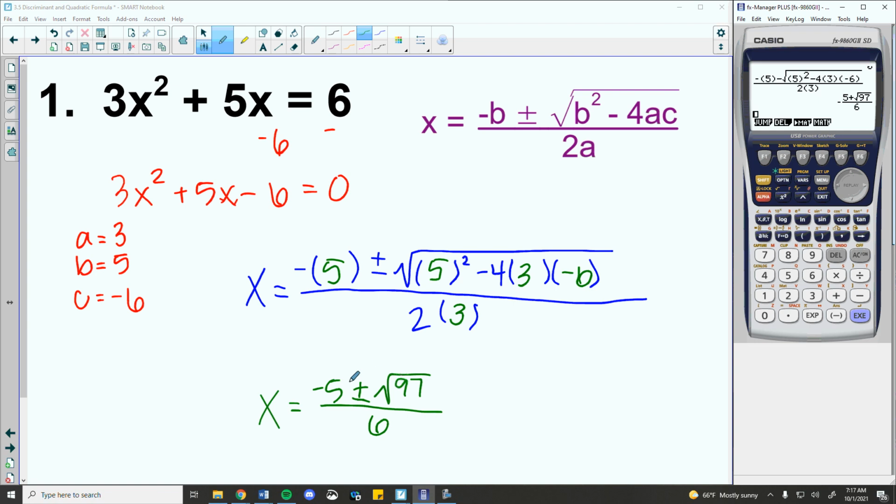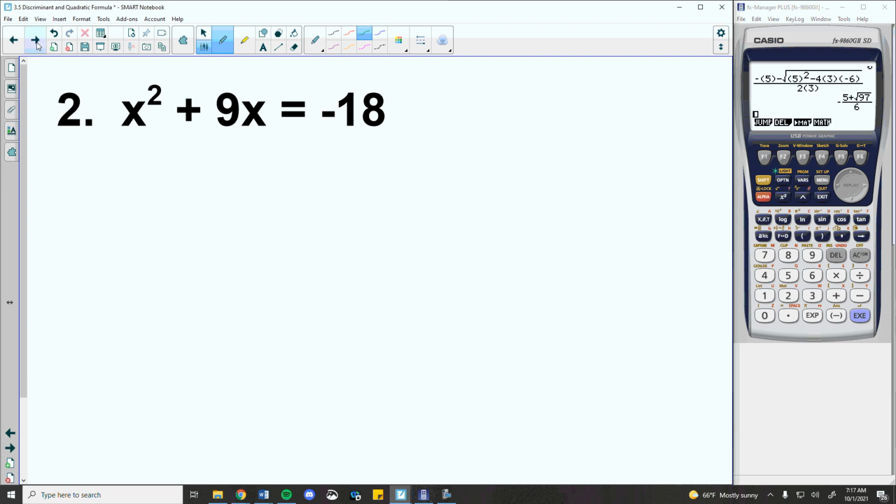I encourage you to just write in the plus minus whenever you get an answer that's not just a number. If it's just a number, you'll put the minus in to get the other number that you would get. Go ahead, I want you to try number 2. So you're going to get everything on one side, find your A, your B, your C, plug into your formula, do all of those pieces.